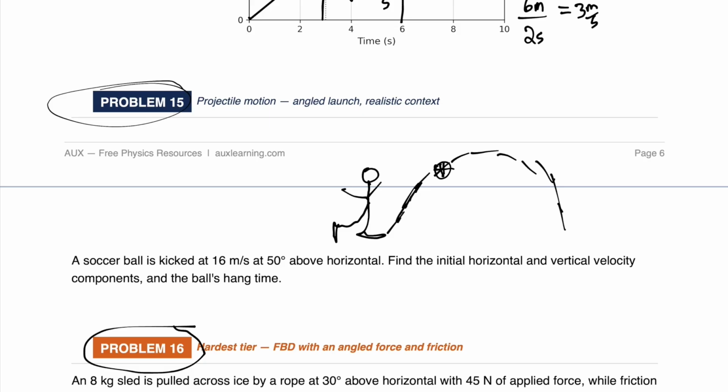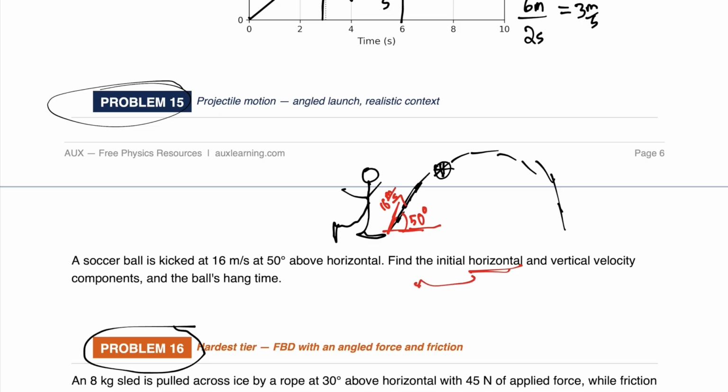So his initial velocity vector over here is 16 meters per second. The angle here is 50 degrees above the horizontal. So the initial horizontal and vertical velocity components. Horizontal component. Okay, first let's see what else they're asking for. The ball's hang time as well. So we want the duration, which is t. So we'll do that later, but first let's do this.